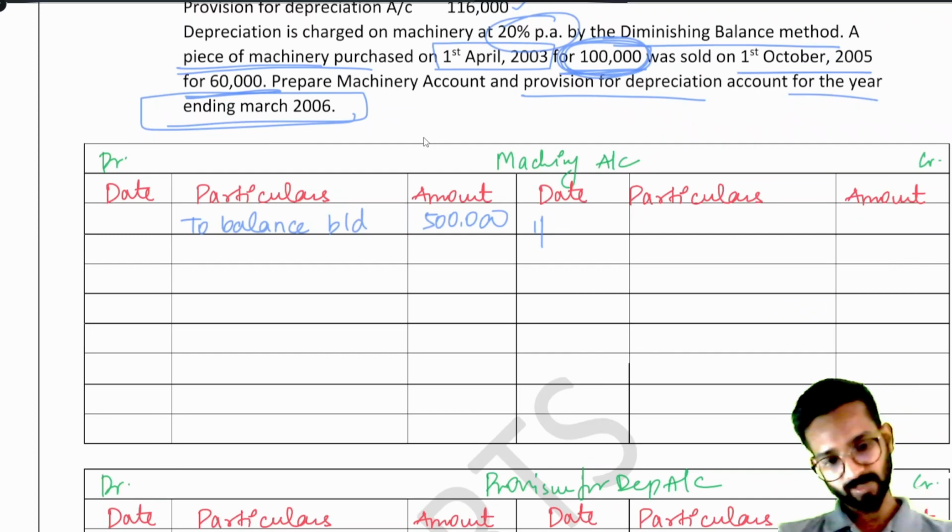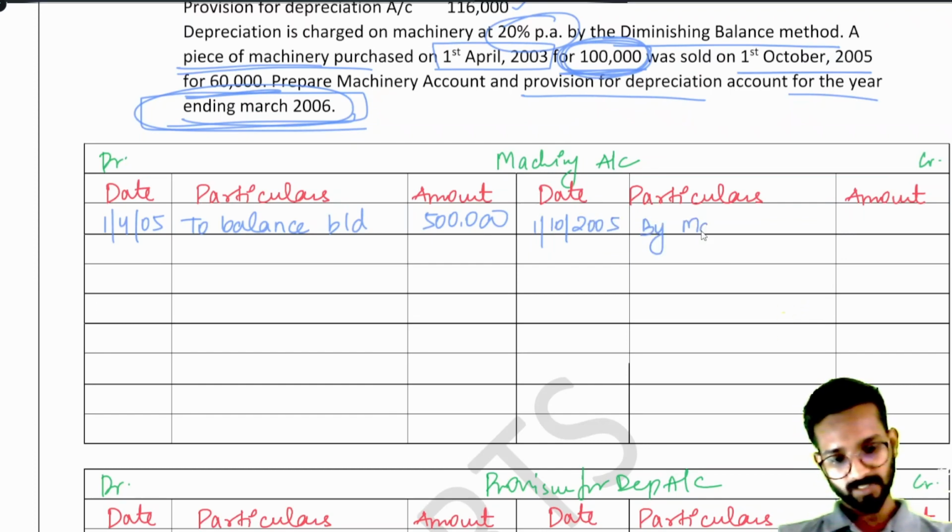We have to prepare the account for the year ending March 2006. It means 1/4/2005 is the opening. Now we sold it on 1st October 2005 by machinery disposal. What is the original cost? 1 lakh rupees.